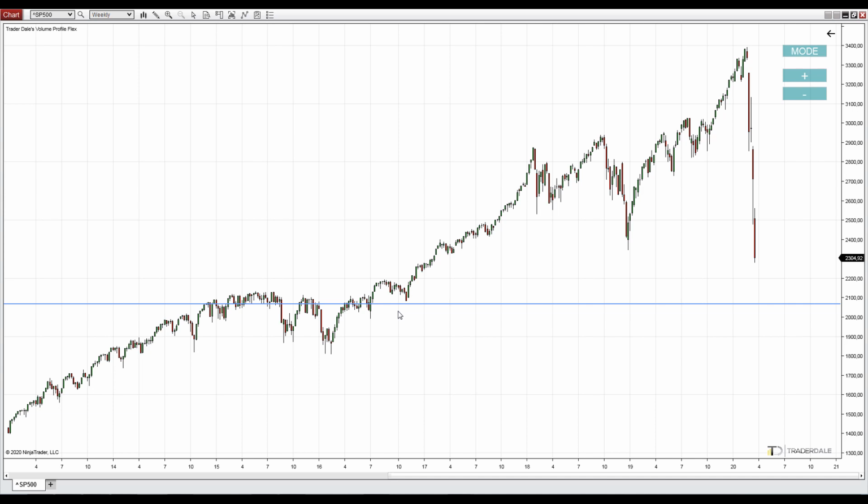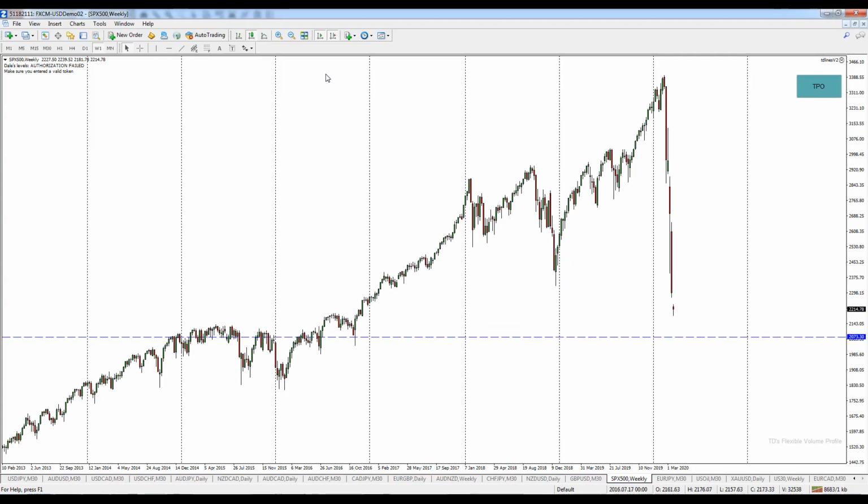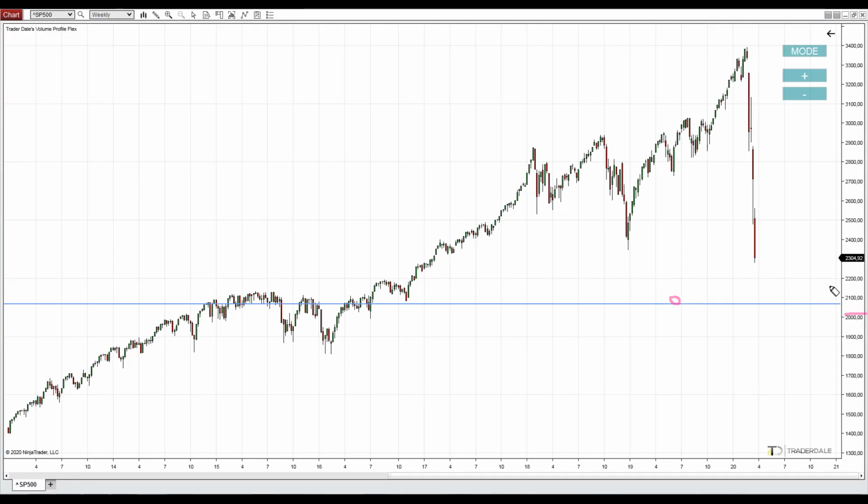The current price isn't there. There's only the closing price from Friday. Currently, the price looks like this. This is the MT4 platform. So this was the market open in here. Currently, the price is at 2215, so somewhere in here.